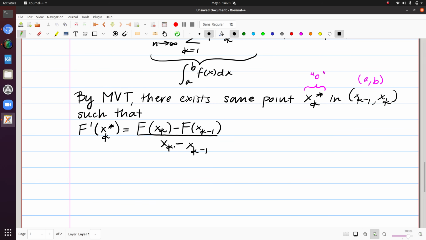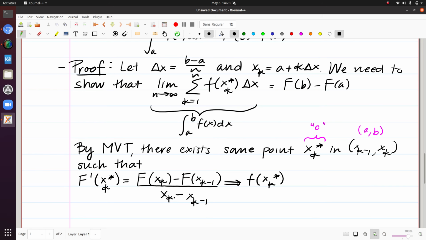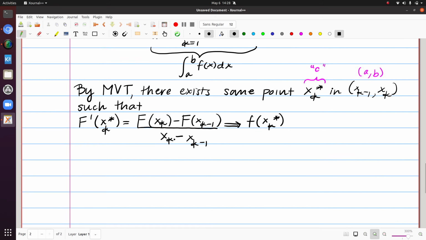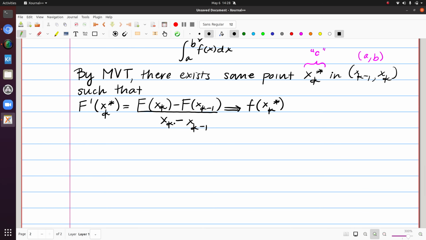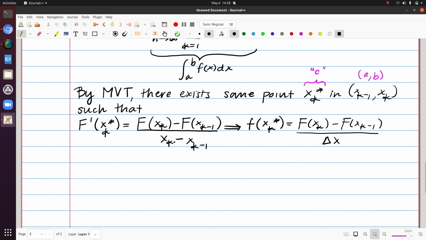First of all, capital F prime is defined to be little f. The derivative of big F is little f. That's in the given statement up here. So I can replace the left-hand side with that. And the other thing we can take advantage of is the denominator on the right-hand side is x_k minus x_{k-1}. Well, that's exactly how we define delta x. So thinking about that, that's that common jump that we take to get from one x value to the next.